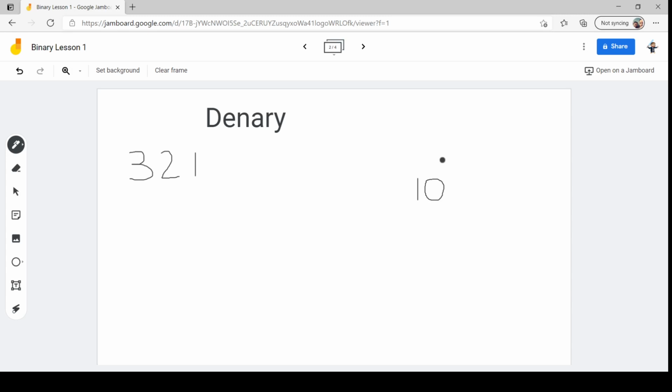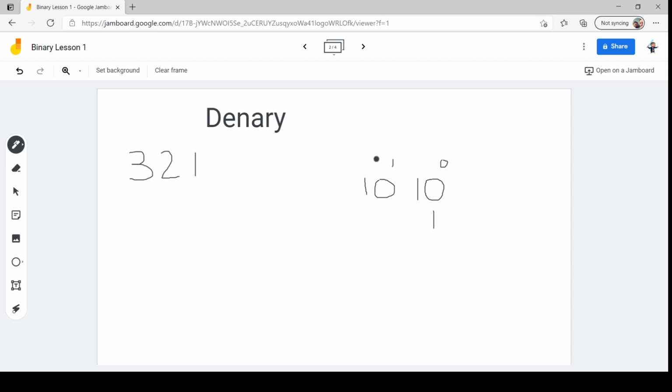So let's start off with 10 to the power of 0. 10 to the power of 0 gives you 1. Any number to the power of 0 gives you a 1. Next, we're going to do 10 to the power of 1. What 10 to the power of 1 means is you're just multiplying 10 by itself this many times.